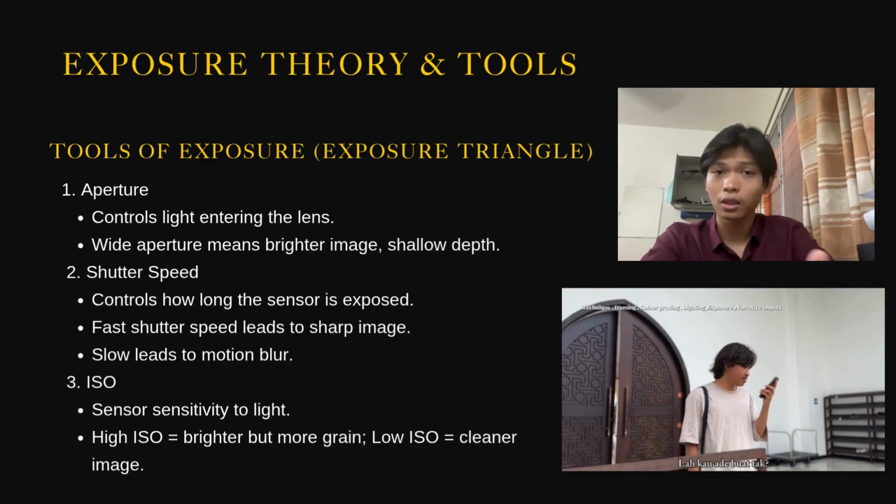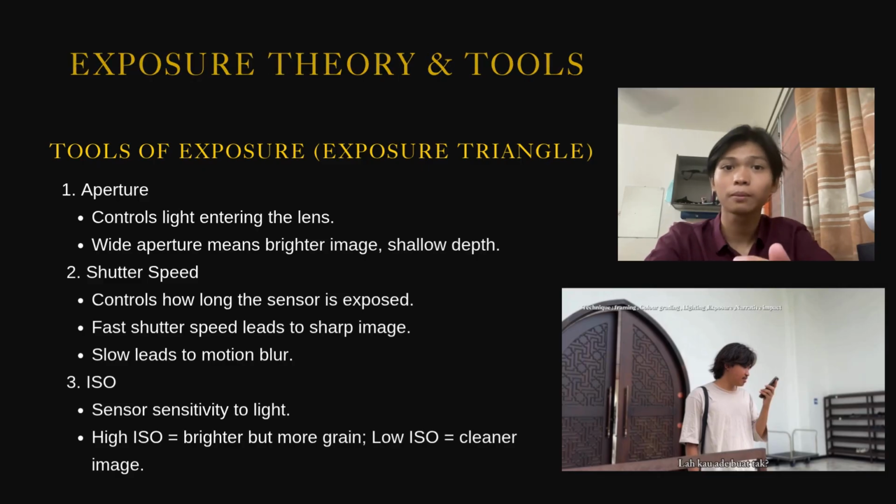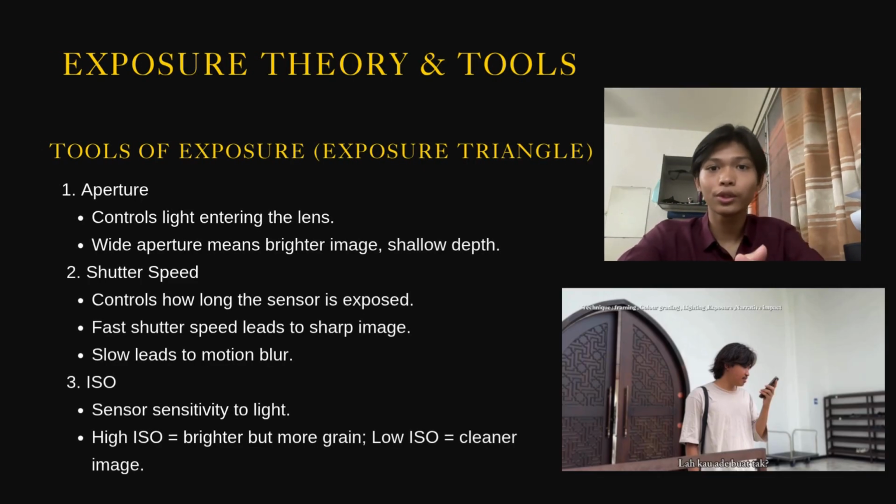Next is shutter speed, which controls how long the camera sensor is exposed to light. A faster shutter speed helps avoid motion blur, especially when the subject is moving. And then the last one is ISO. This adjusts the camera sensor's sensitivity to light. We kept ISO low to avoid grainy footage since there was enough daylight. These three tools work together to create a well-balanced exposure in our scene. Without this control, the video might appear too dark, too bright, or just unclear.